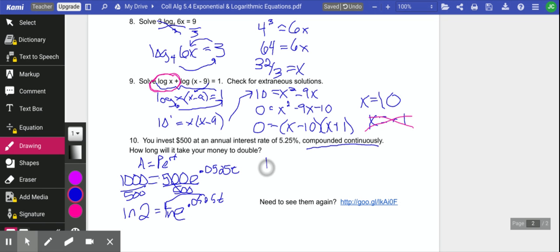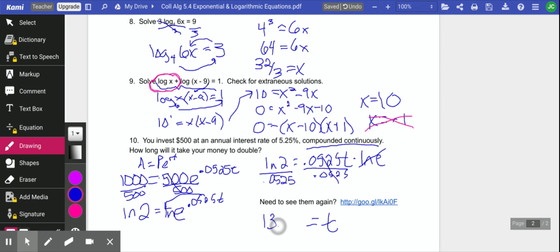So that gives me natural log of 2 equals 0.0525t times the natural log of e. Now, the natural log of e is just 1. We don't really need it in the problem. So all we have to do now is divide by 0.0525. And that will give us our answer for t. We got to grab a calculator here. Looks like 13.2 years.